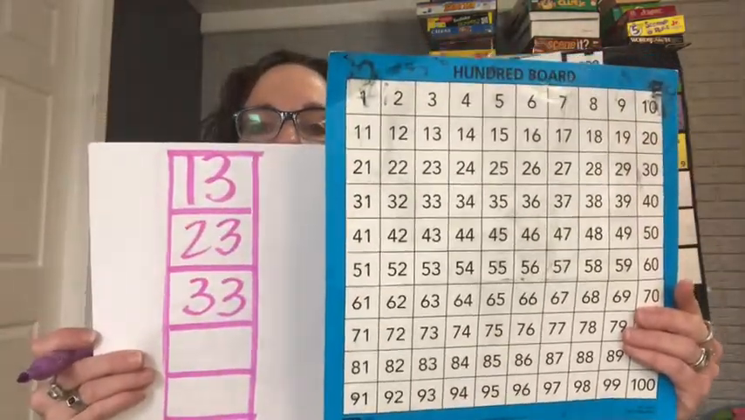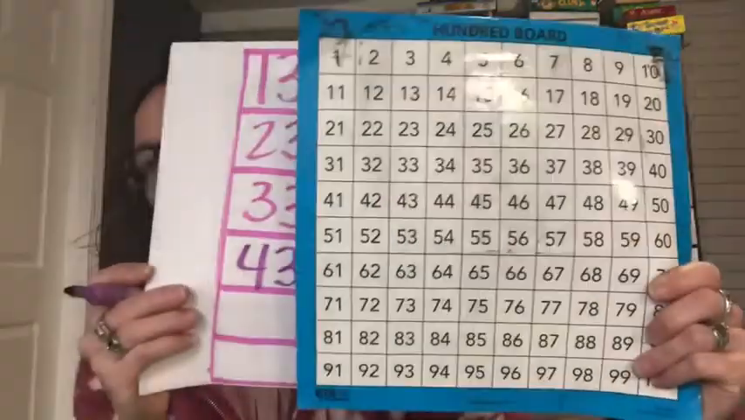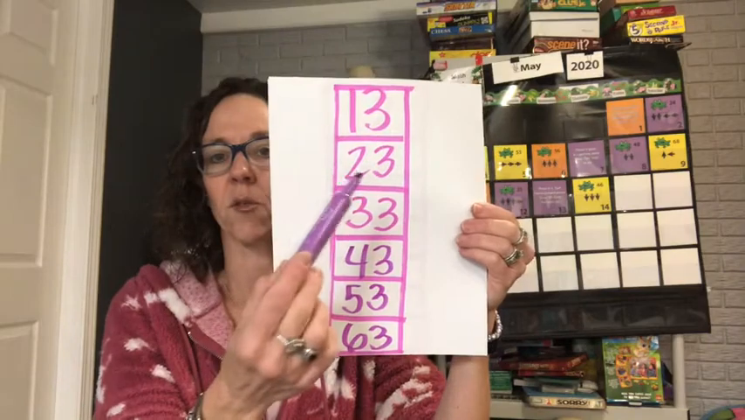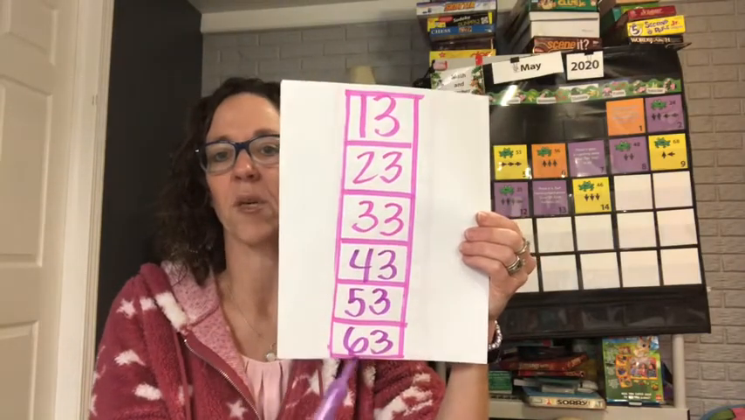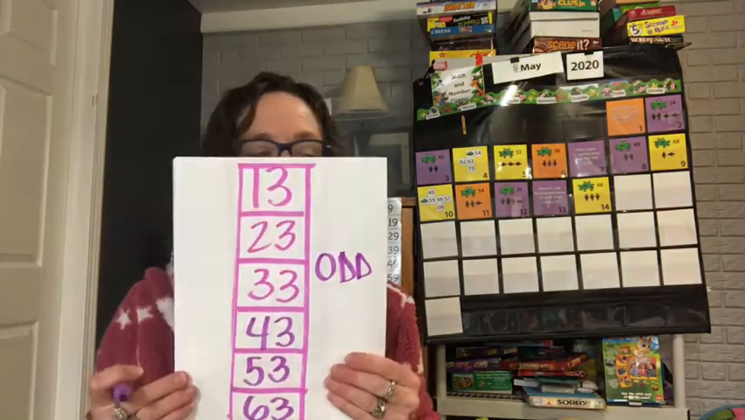Okay, take a look. 13, 23, 33. Oh, I heard you say it. You're right. We're at 43. What's next? Yep, 53. And I heard somebody shout it out, 63. There we go. Counting by tens, 13, 23, 33, 43, 53, 63. And we see in this ones column that every number ends in 3. What kind of number is that if it ends in 3? All those numbers are, you got it, odd numbers.